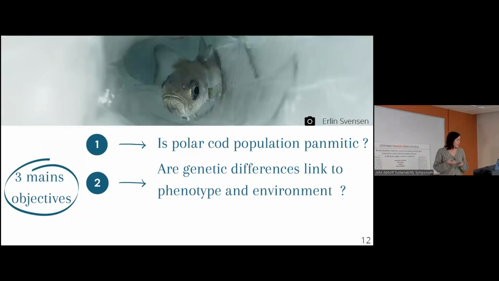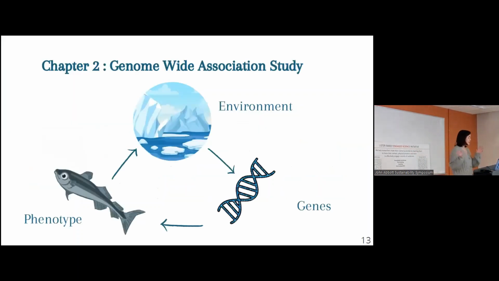The second one will be to link the genetic differences that I highlighted just before to some phenotypic and environmental variables. The idea is to look at the causal effect of all of that. For example, for the environment, I will take into account the sea surface temperatures, and for the phenotype, I will take into account the size of the fish or look at the gill weight density, for example. I will link all of that to the genome to see how they are linked and how they explain the differences between the different populations.